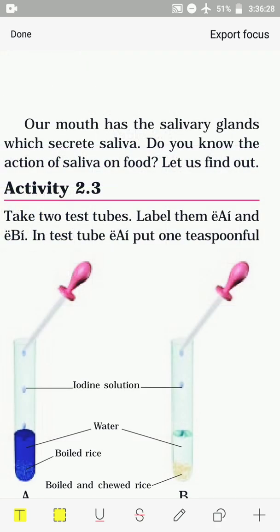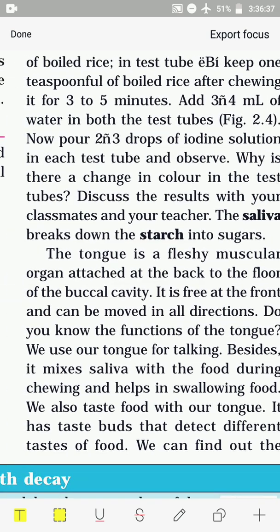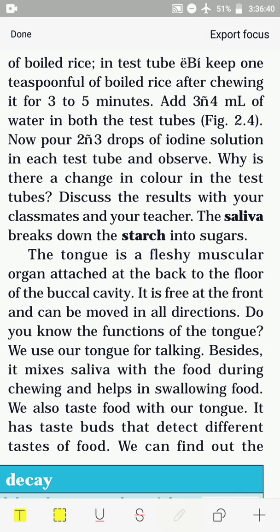Our mouth has salivary glands which secrete saliva. Do you know the action of saliva on food? The saliva breaks down the starch into sugars. Starch, it is a complex carbohydrate, so it breaks it down into simpler forms. So breaking down of food into simpler form, or digestion, starts in the mouth cavity.